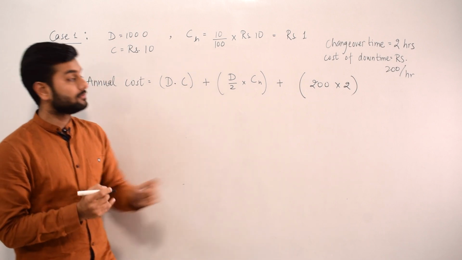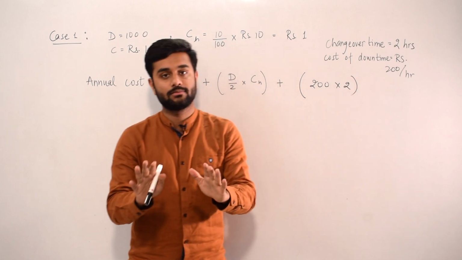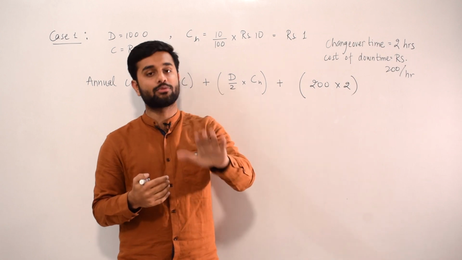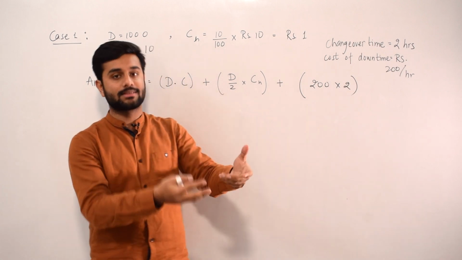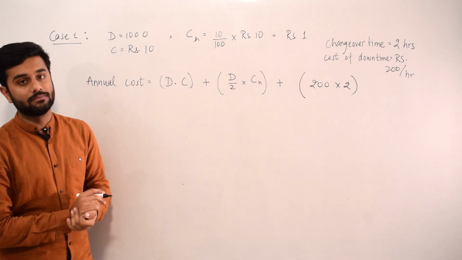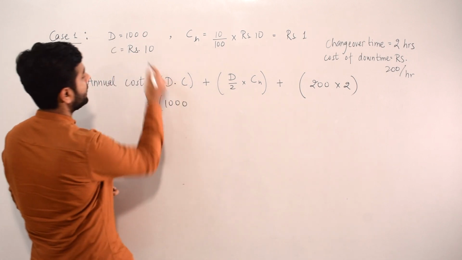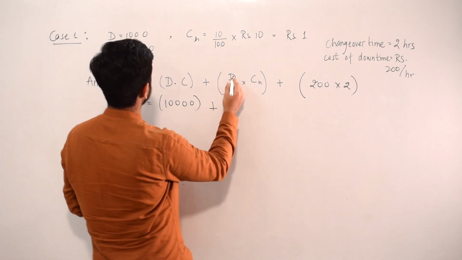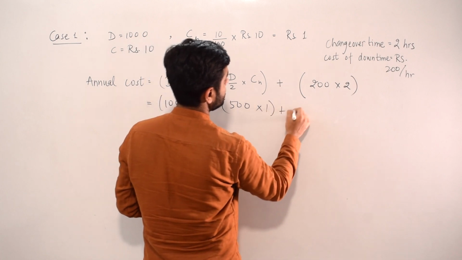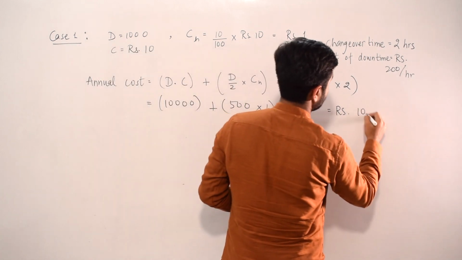Okay, but let me be very clear here that there is one more factor which actually comes here. We are not considering that factor because we are considering only one order. I will come to what factor can come here. We will discuss that in the next approach of the same question. Okay, so this is what we have here. Now you need to solve it. You need to put the values. It is 1000 multiplied by 10, which is 10,000, plus D by 2, it is 500, 1000 by 2 multiplied by Ch which is 1, plus it is 400, so it is going to come to rupees 10,900.